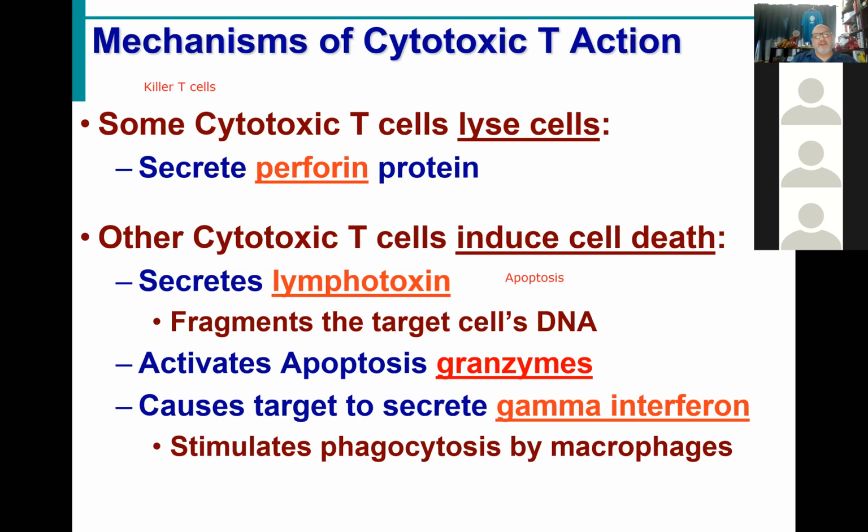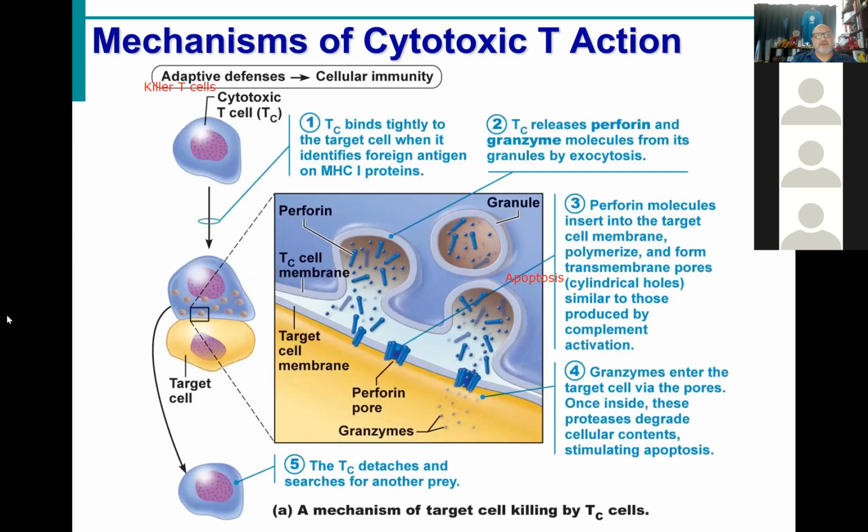Again, I like the pretty picture from your textbook, so here we see. Notice our killer T cell comes and binds to it, releases those vesicles, pokes the hole in it, releases those granzymes, those lymphotoxins, destroying this target cell, and then it can move on to the next. All right, questions on that?